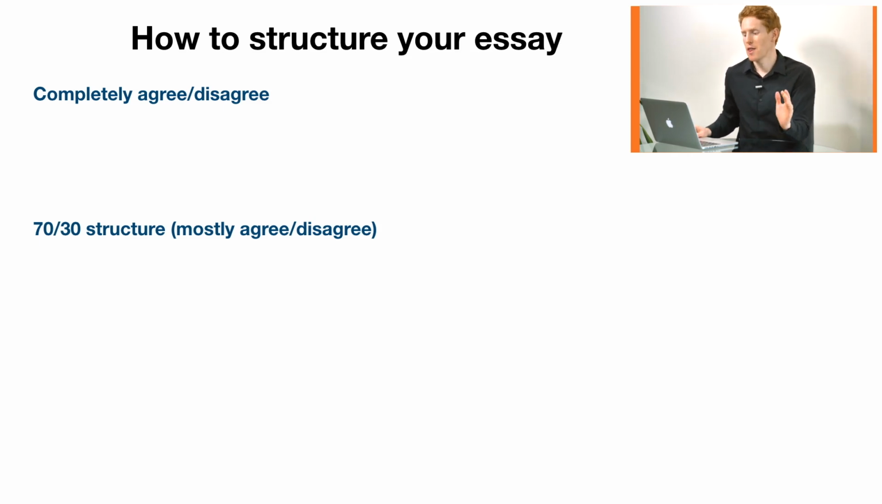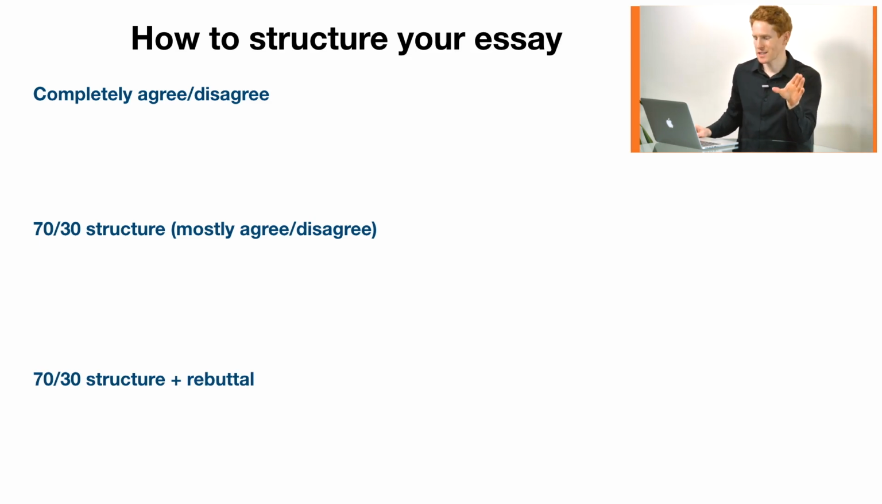And then we have the most complicated, most advanced structure, which is the 70-30 structure plus a rebuttal. Now, a rebuttal is basically when you show an opinion that you don't agree with, and then you say why you disagree with that opinion. Okay, if that's not clear now, then don't worry, because it will become clearer throughout this lesson, because that's the essay structure that we're going to focus on in this lesson. Okay, but first we're going to go into a bit more detail into these different essay structures.